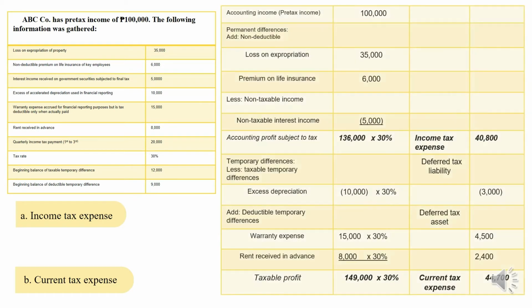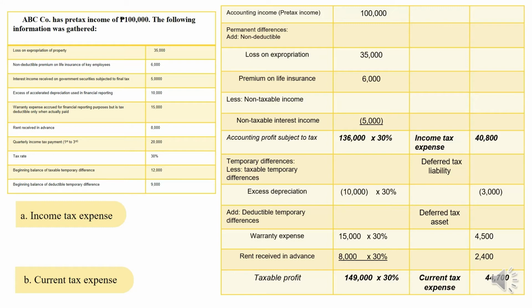Solution. Pre-tax income is given at 100,000. The permanent differences, or non-deductible items, are the loss on expropriation and the premium on life insurance. BIR says that because it is insurance, due to the death of a person, it is not deductible, so it is included in the permanent differences. Next is the non-taxable income. The interest income already subject to final tax is considered a permanent difference, equals accounting profit subject to tax, then times the 30% tax rate, which is usually 30% anyway. We get the income tax expense.